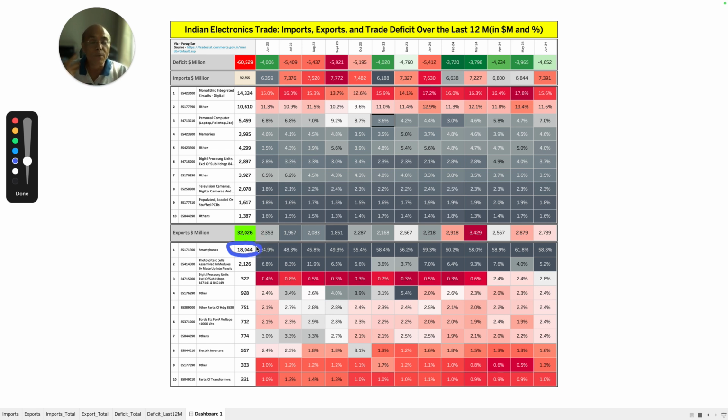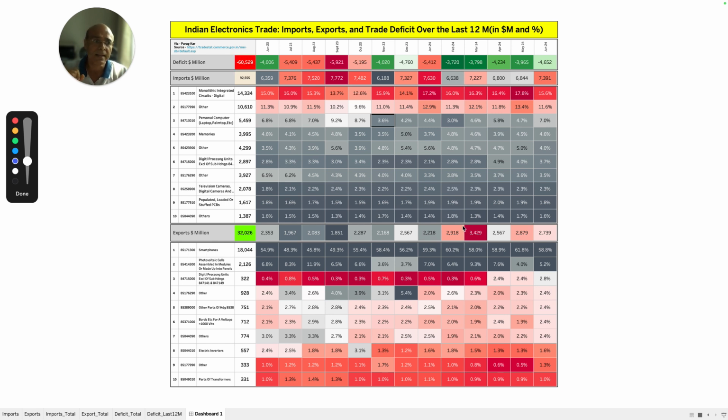So we are importing electronic components, we are creating smartphones and exporting. The value add is minimal, almost zero. Even if there is a value add, it may be within 5 to 6%, because otherwise, how is the trade deficit on electronics going on increasing? So one has to ask this question.